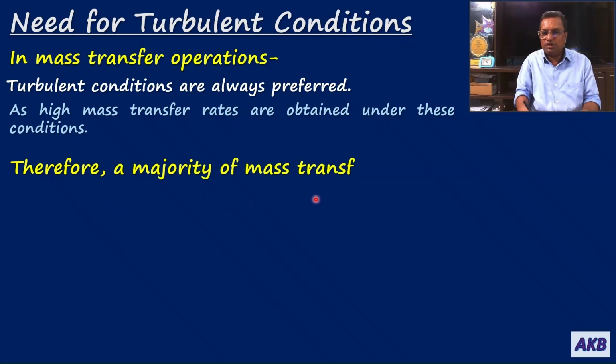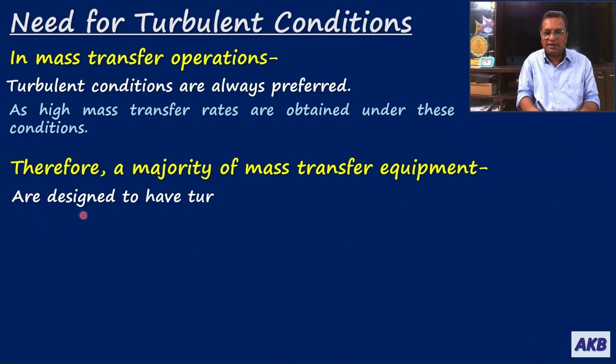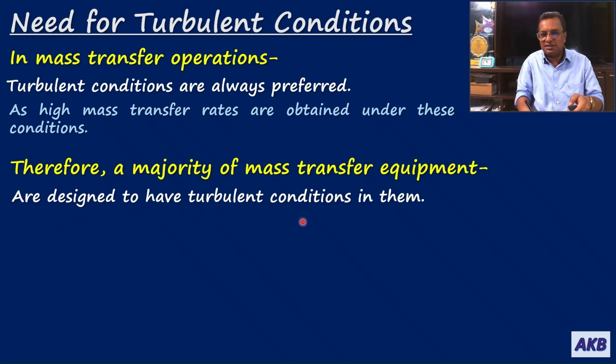Therefore, a majority of mass transfer equipment used in industry is designed to have turbulent conditions. At the design stage itself, care is taken that during actual operation, turbulent conditions will be created and we will be getting high mass transfer rates in those equipment.